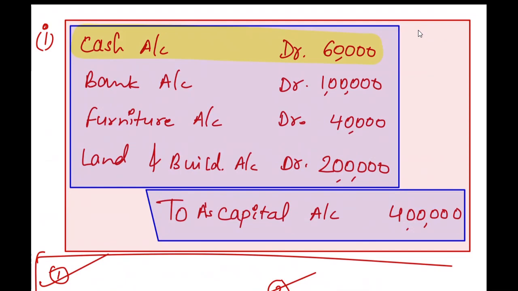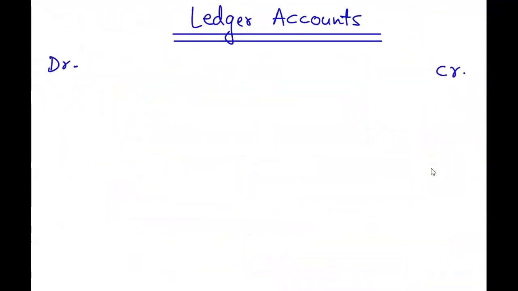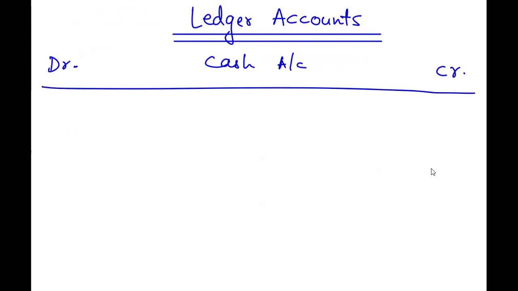So let's say I am preparing a cash ledger. You have to start one by one for each account. For each account, you have to start one by one. So let's do it for the cash account. I am preparing a cash account ledger. So what is the general format for this?